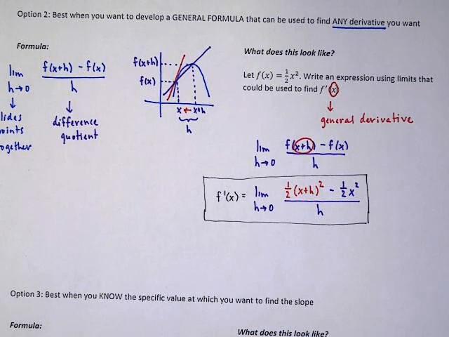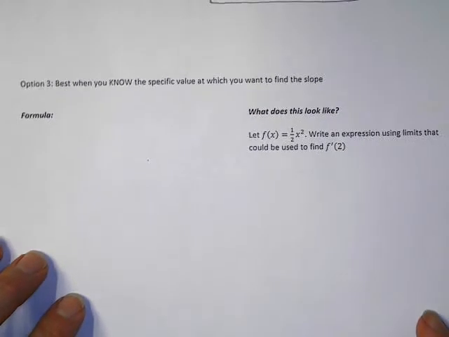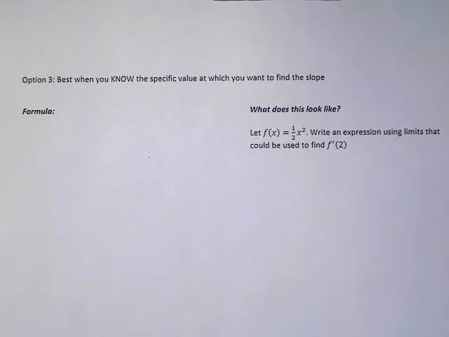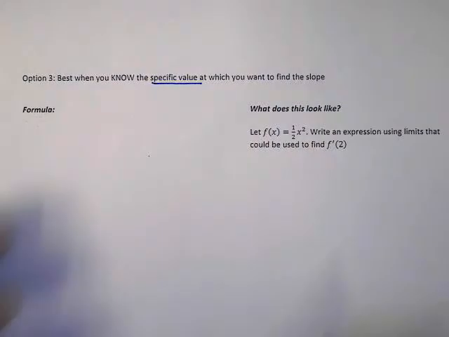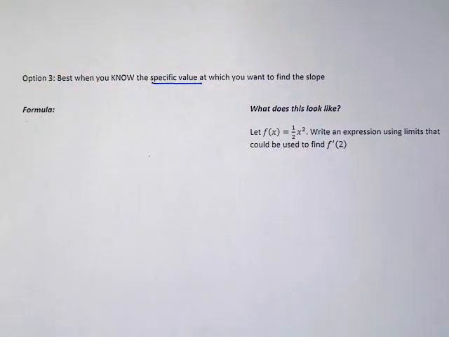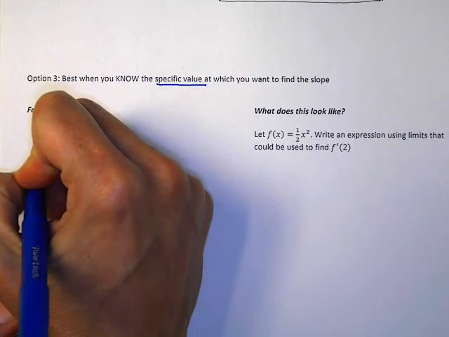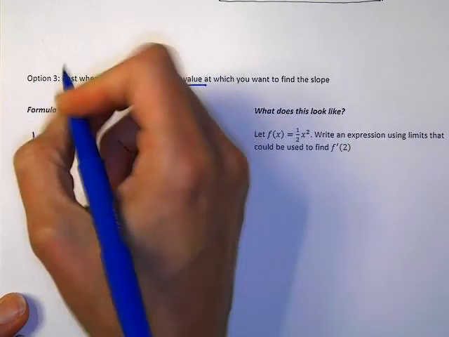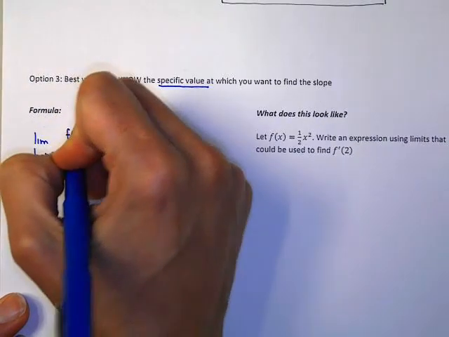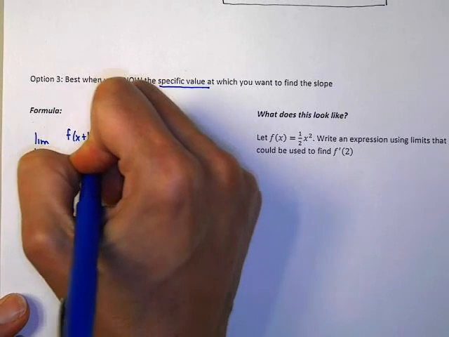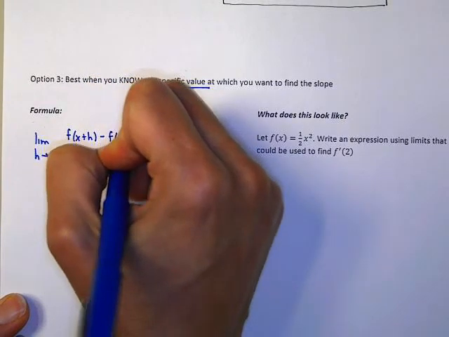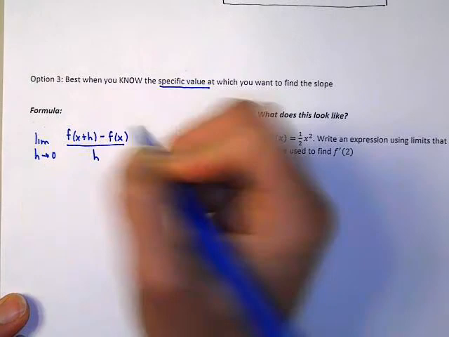Okay, one more option here. Now, it looks the same as where we started. It's best when we want to know the specific value again at which you want to find the slope. But this time, even though we're finding the specific value, we're going to use the formula we used above, and we're going to add a little twist to it. So we're still doing the limit as h approaches 0 of f of x plus h minus f of x all over h.